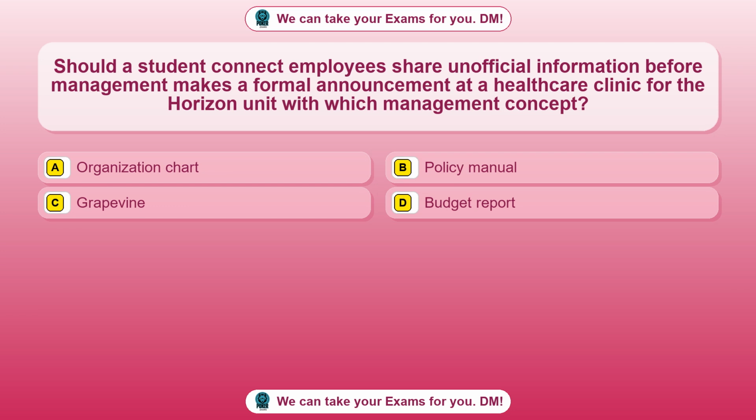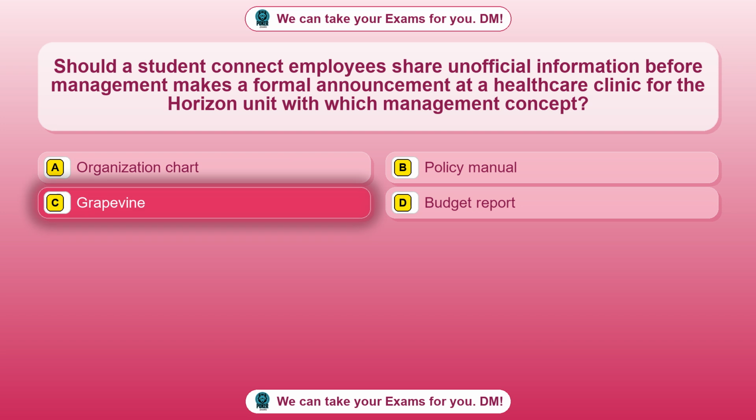Question 87. Should a student connect employees sharing unofficial information before management makes a formal announcement at a healthcare clinic for the Horizon unit with which management concept? Option A, organization chart. Option B, policy manual. Option C, grapevine. Option D, budget report. The correct answer is option C, grapevine.